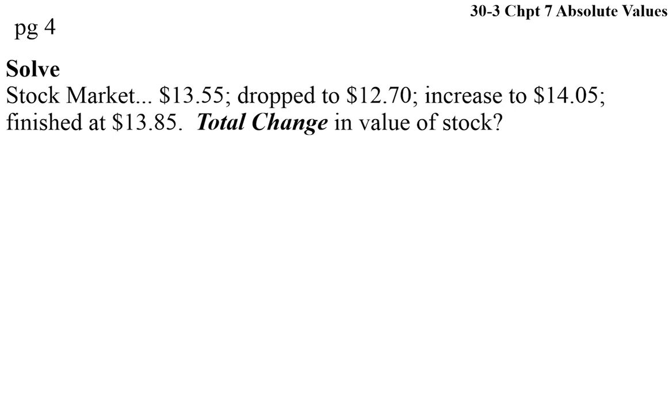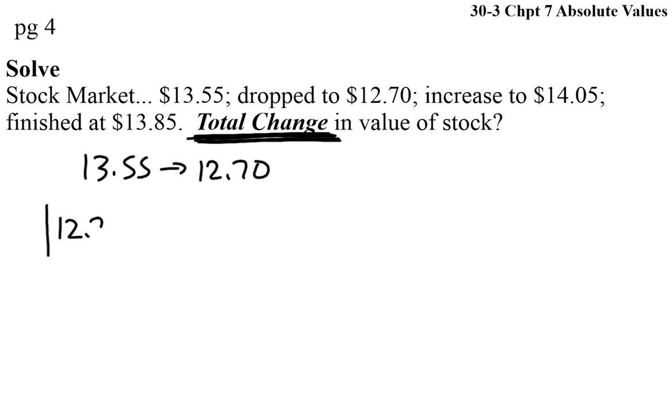Finishes at $13.85. Now, what's important is this question doesn't ask what the final value of the stock is, because the final value of the stock is different than total change. If I want to know total change, I don't care if it's going up or down or whatever. I just want the total of every dollar value that's occurred. Well, if I want to know the change of things, it's always what do you finish with, subtract what you started with. So the first change was from $13.55 to $12.70. So what was the change?